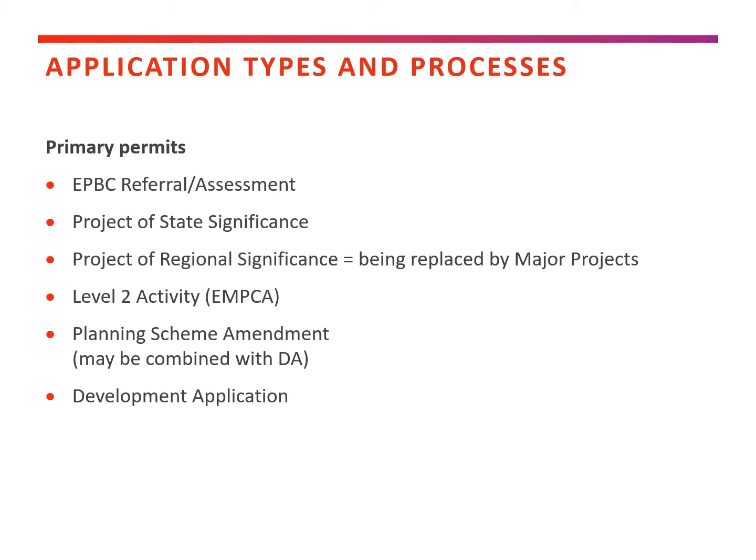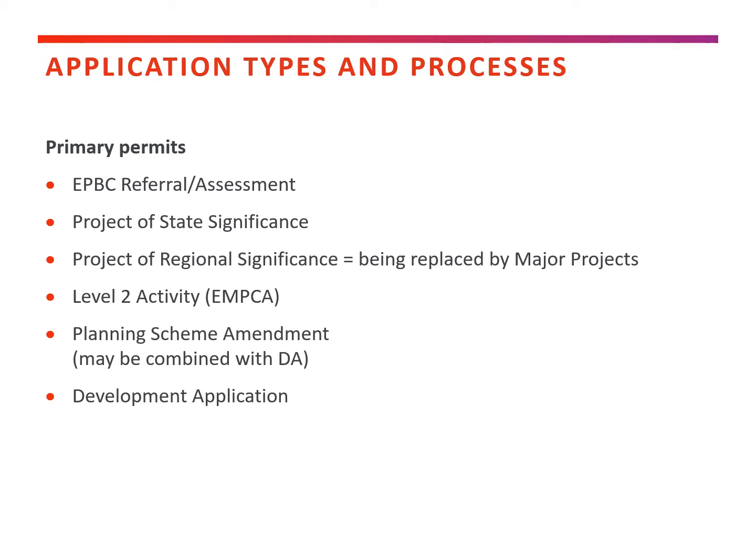This third dot point is about POSRs, projects of regional significance, which was meant to be kind of the next step down from a really huge statewide project. But the process has never been used. So there's never been an application of a project of regional significance. It's very costly, it's very complicated. And yeah, so the fact that nobody in all of the years of projects of regional significance being a planning pathway has ever used it, and it's being replaced by the major project.